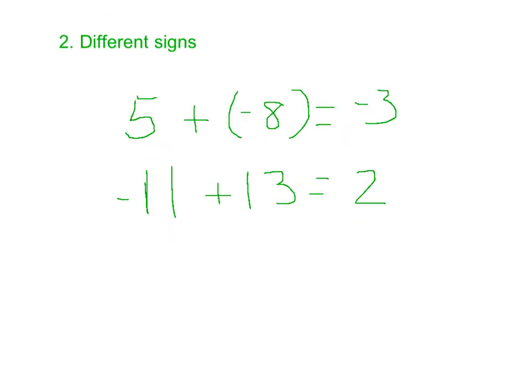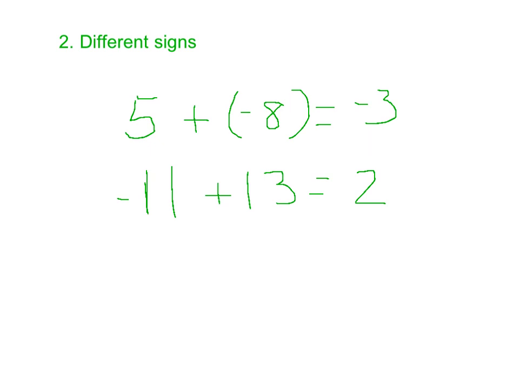Let's take a look at the second rule. This is called the different signs rule. Sometimes we have to add integers that have different signs. For example, I've got 5 plus -8 equals -3. How did I get that? Well, there's 2 ways we could look at this. Number 1, you could look on a number line, start at 5 and go backward 8 spaces because it's -8. That would take you to -3.